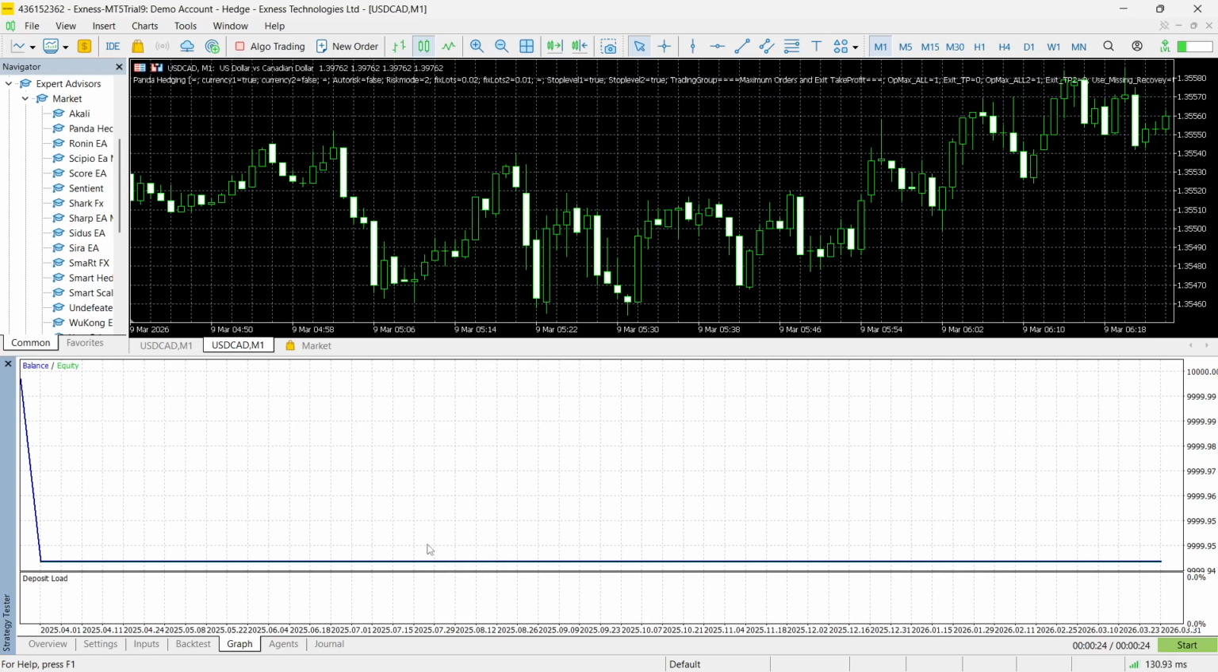Now, that doesn't necessarily mean the EA is broken. What it really tells us is that Panda Hedging is extremely sensitive to the exact combination of broker, symbols, time frame, and settings. If you don't have the developer's specific set of files and conditions, you may end up with an EA that barely trades or doesn't resemble the marketed performance at all.